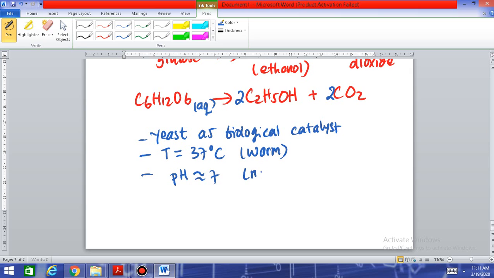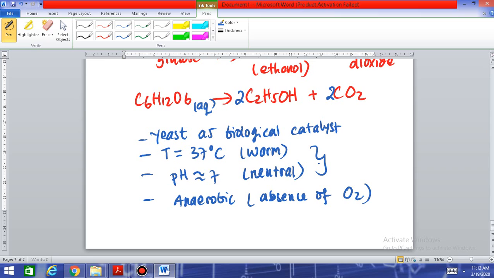The pH must be neutral and anaerobic, or in the absence of oxygen, because the yeast cannot survive if there is oxygen. These conditions are needed so the yeast can survive.